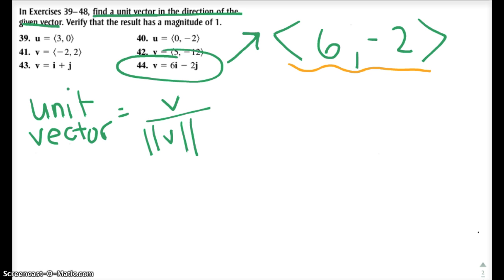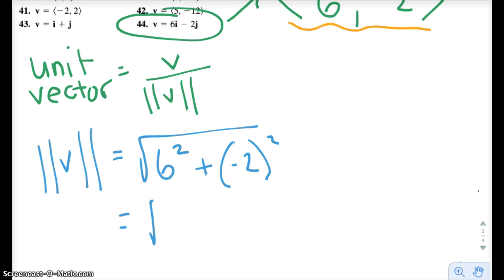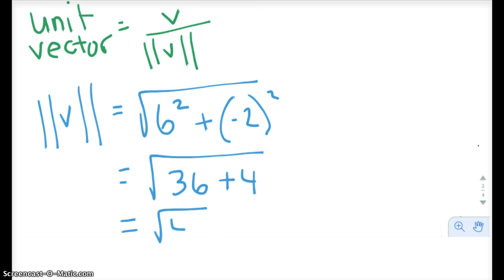So the first thing I'd like to do, since I already have my vector, is find the magnitude of this vector. So if I want to find the magnitude of vector v, what I need to do is take the square root of 6 squared, our horizontal component, and add it to negative 2 squared, our vertical component. When I simplify this, I get 36 plus 4, which is equal to the square root of 40, and you know it's one of these good radicals that we can simplify.